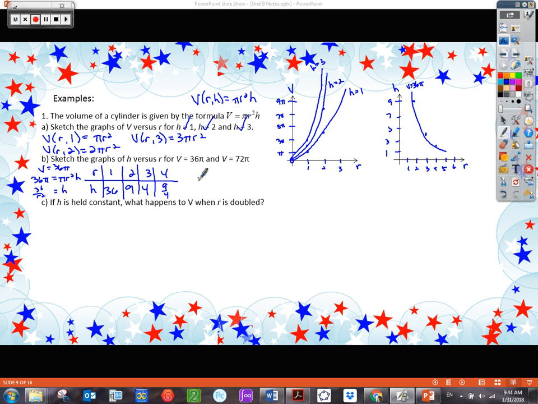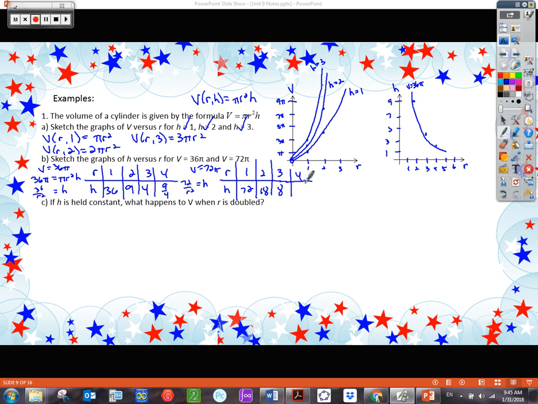That's 72 pi. So when V is 72 pi, I would do my solution like that, and the height is going to be 72 divided by r squared. So let's do our little chart. 1, 72, yeah, that's not going to fit. 72 divided by 2 squared, or 4, is 18. Still a little large. If I do my radius at 3, 72 divided by 9 gives me 8. It's a little bit better.